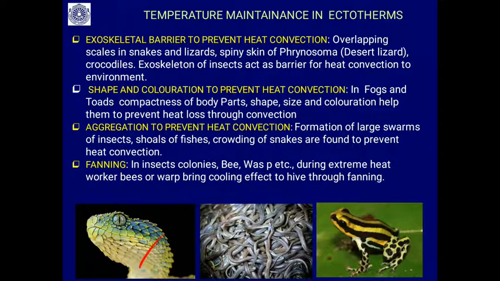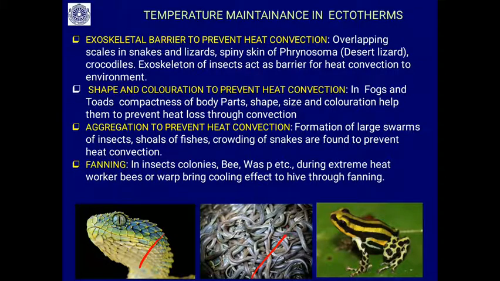Then the shape and the compactness of the body, coloration of the body, also prevent heat dissipation or else absorption. In the case of frogs, toads, the compactness of the body parts, the shape and size, all these help to prevent heat loss through convection. Then aggregation to prevent heat convection: you will find many animals aggregate in large numbers, the school of fishes, flock of birds, even the snakes. They prevent heat convection, thereby they maintain temperature in their body.